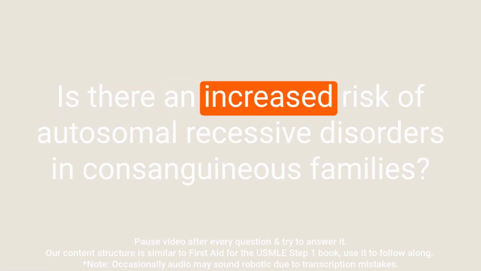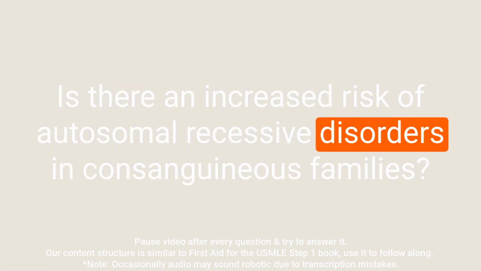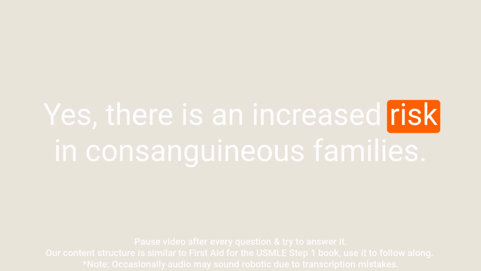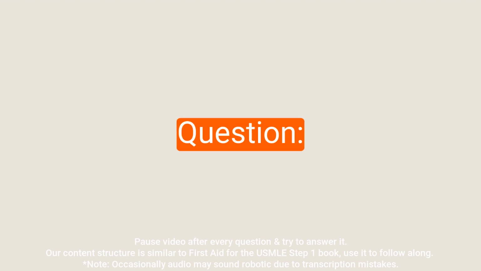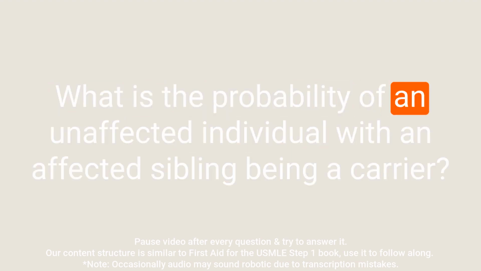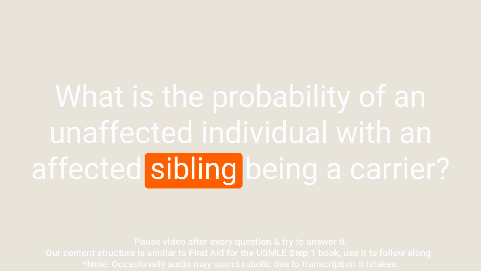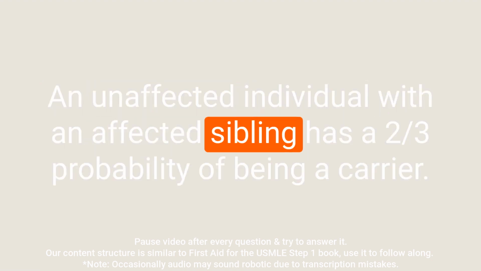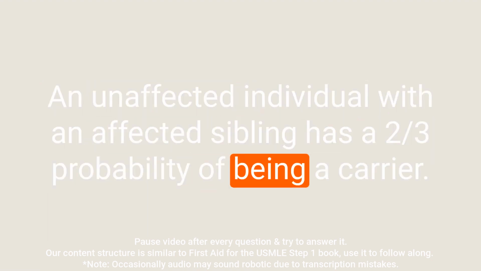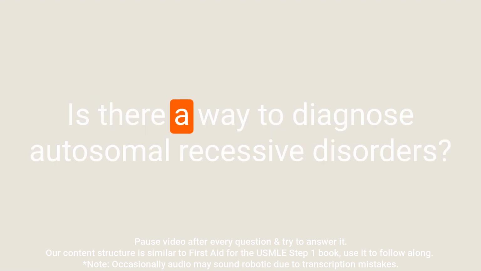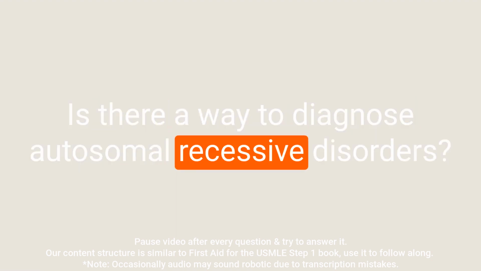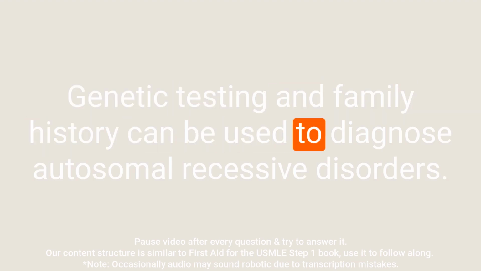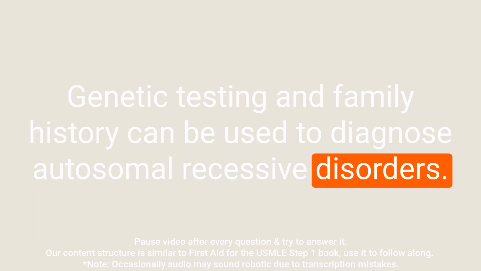Question: Is there an increased risk of autosomal recessive disorders in consanguineous families? Answer: Yes, there is an increased risk in consanguineous families. Question: What is the probability of an unaffected individual with an affected sibling being a carrier? Answer: An unaffected individual with an affected sibling has a 2/3 probability of being a carrier. Question: Is there a way to diagnose autosomal recessive disorders? Answer: Genetic testing and family history can be used to diagnose autosomal recessive disorders.